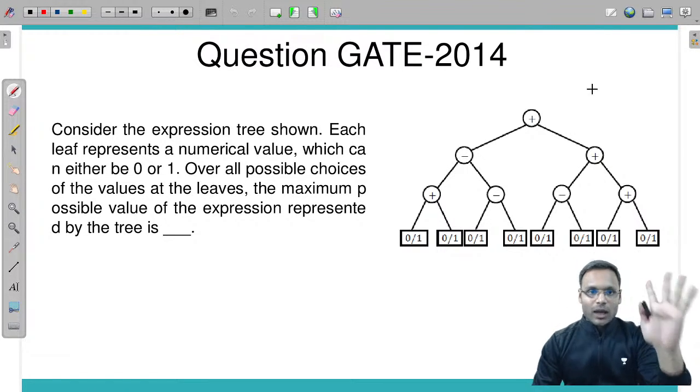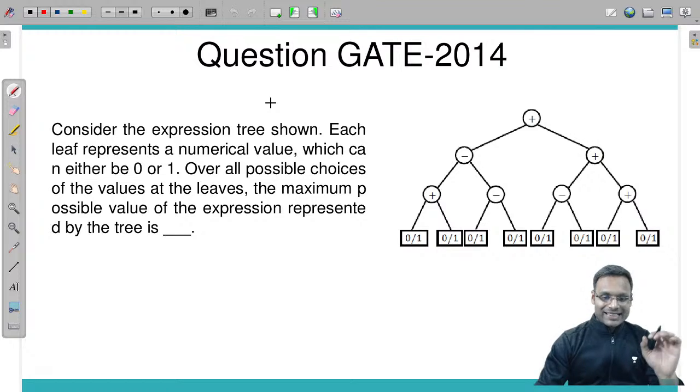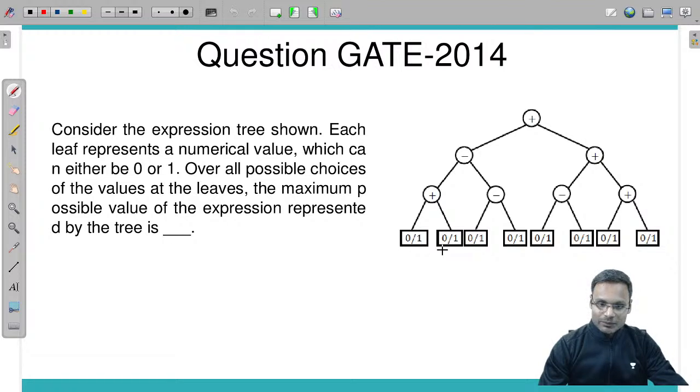Okay, fine. Now, what does the question say? Consider the expression tree shown. Each leaf represents a numerical value which can be either 0 or 1. So you can see a leaf can be either 0 or 1, right? Over all possible choices of values at leaves, you can have 0 or 1 here, 0 or 1 here, 0 or 1 here, and so on.